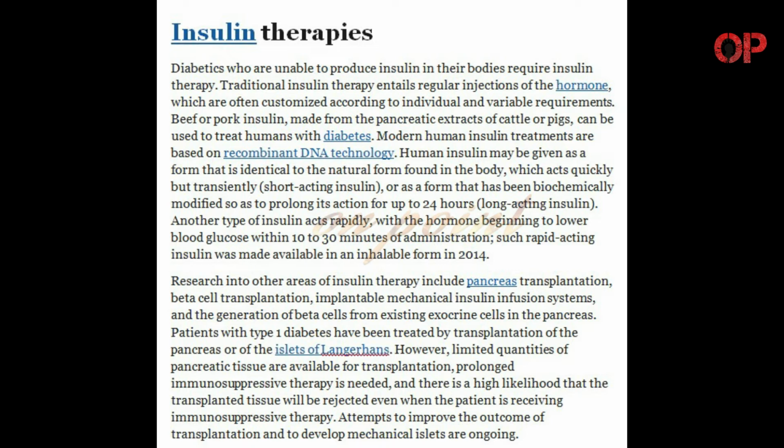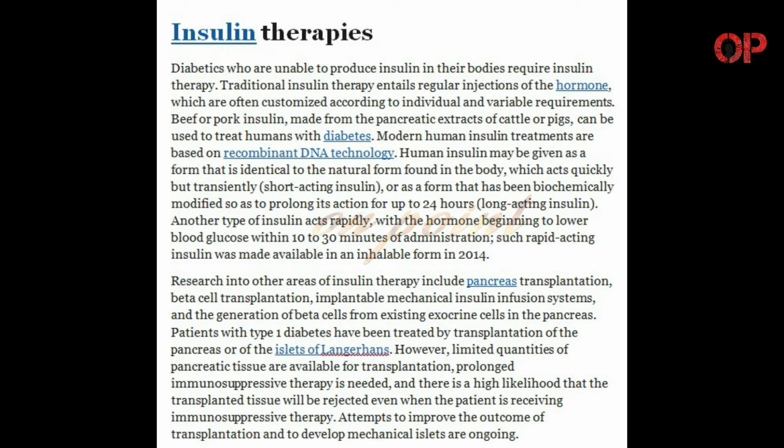Insulin therapies. Diabetics who are unable to produce insulin in their bodies require insulin therapy. Traditional insulin therapy entails regular injections of the hormone, which are often customized according to individual and variable requirements. Beef or pork insulin, made from the pancreatic extracts of cattle or pigs, can be used to treat humans with diabetes. Modern human insulin treatments are based on recombinant DNA technology.